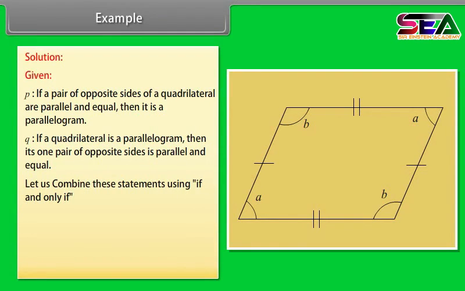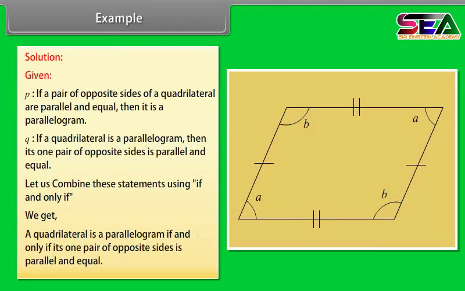Let us combine these statements using if and only if. We get, a quadrilateral is a parallelogram if and only if its one pair of opposite sides is parallel and equal.